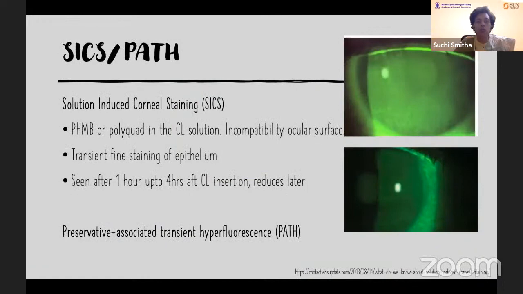So this is one entity where there can be a transient staining in the initial time of contact lens use, in the first 4 hours, where the fluorescein gets taken up by the epithelial cells of the cornea and the conjunctiva. That is SICS or solution-induced corneal staining, especially if the patient is topping up the solution each time, in situations where there is PHMB or polyquad in the solution.